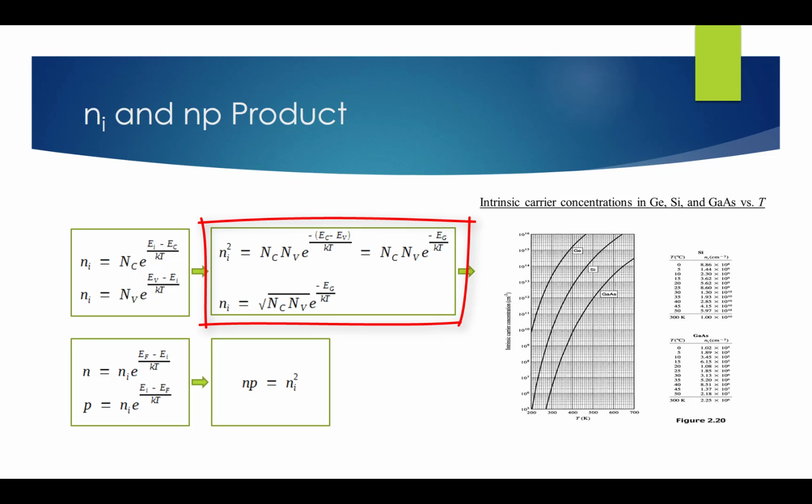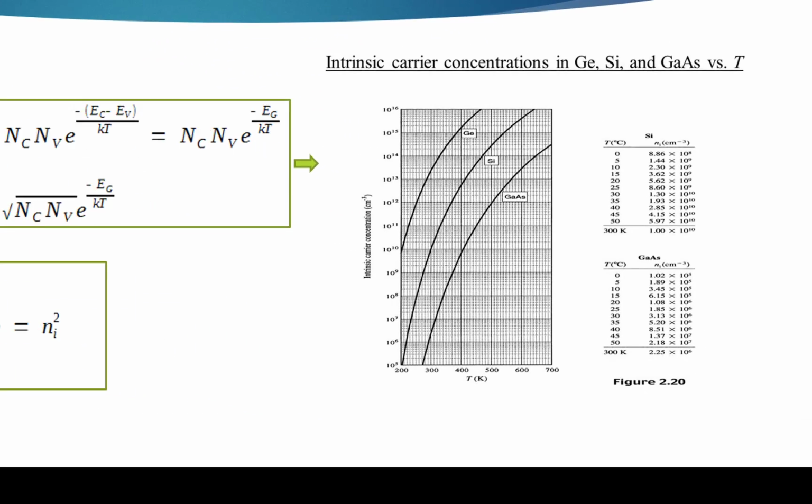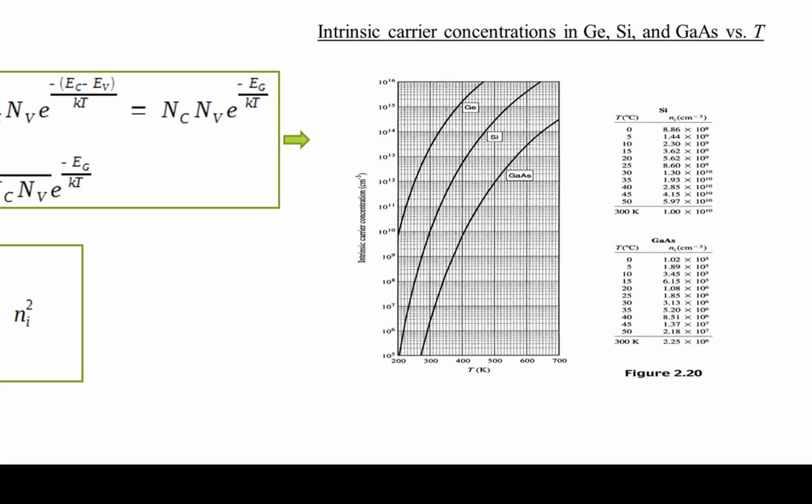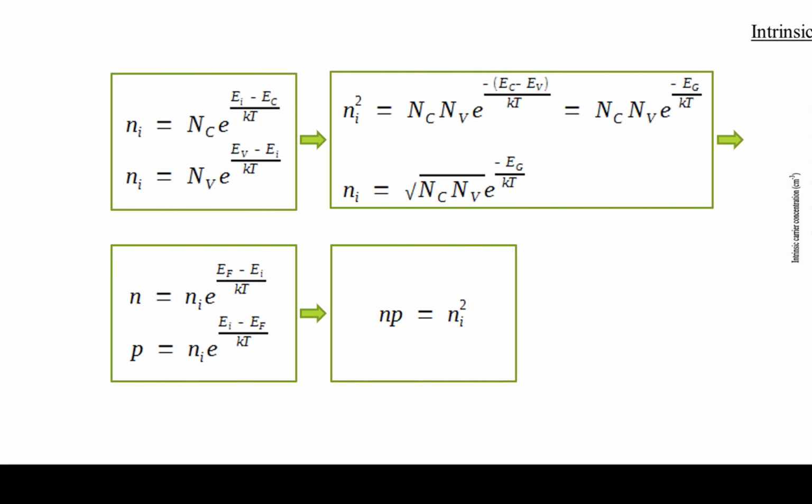This expression shows n_i as a function of known quantities and may be used to compute n_i at a specified temperature or as a function of temperature. This plot shows n_i as functions of temperature in silicon, germanium, and gallium arsenide. Here is another very important n_i relationship.